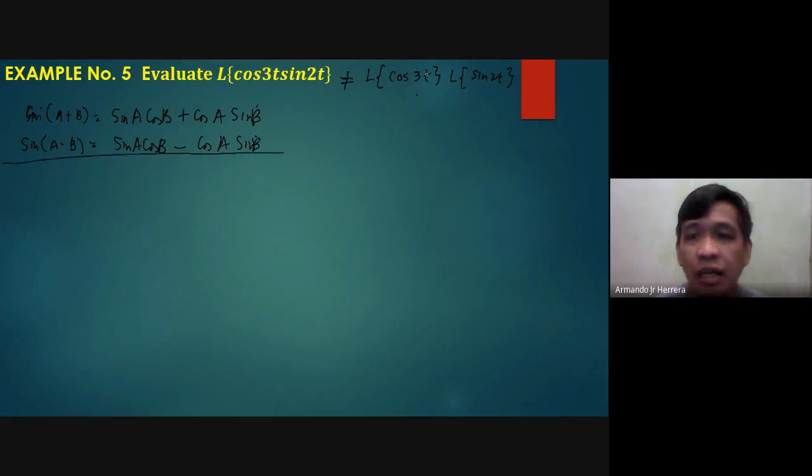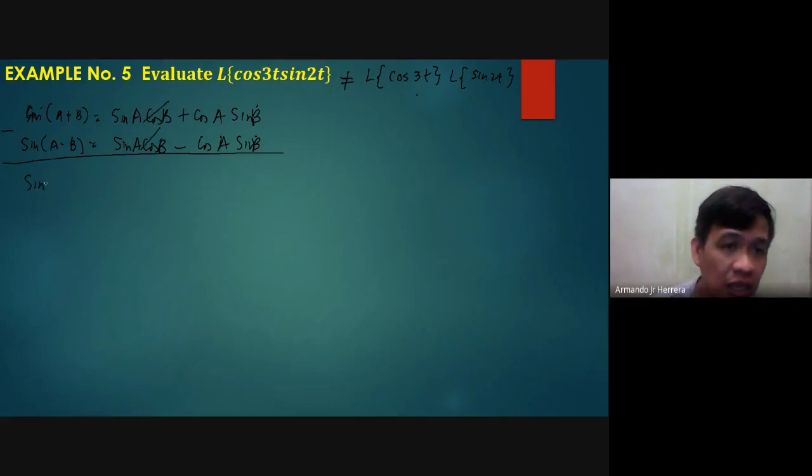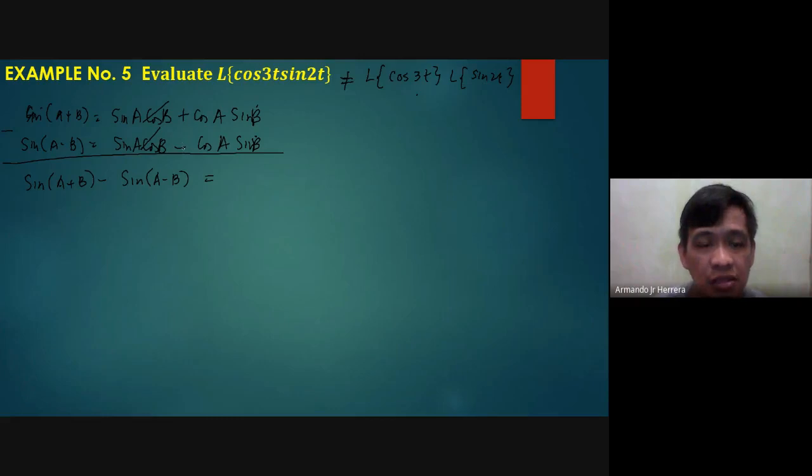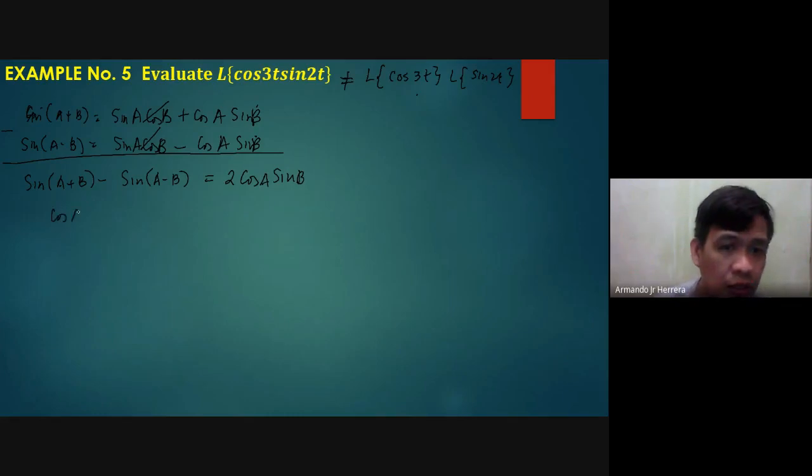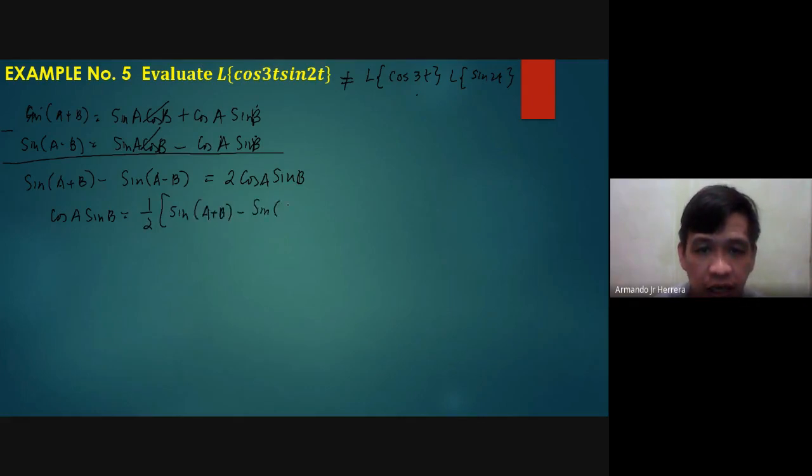So since required natin is the product of cosine and sine, ang kailangan mawala ay sine A cosine B. So, I need to subtract the two equations. Subtracting the two equations, this cancels out. So, this gives us sine A plus B minus sine A minus B. And that is equal to, so this minus preceded by minus becomes plus, or change the sign of the subtrahend and proceed to that of addition. Magkakaroon tayo ng 2 cosine A sine B. Then cosine A sine B is therefore equal to 1/2 quantity sine A plus B minus sine A minus B.